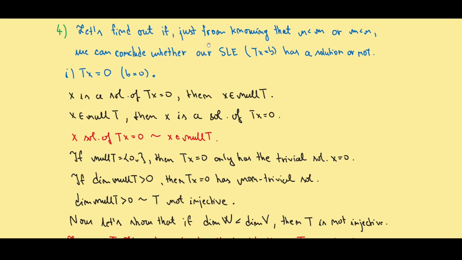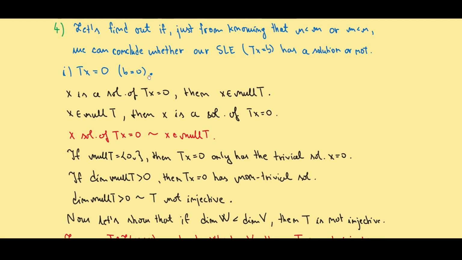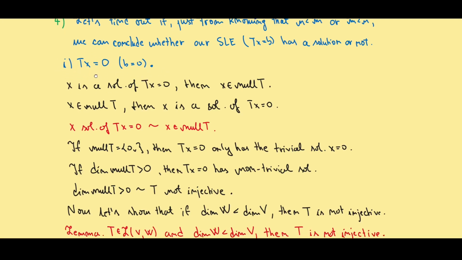So let's find out if just knowing that n is less than m, so the number of unknowns is less than the number of equations, or m less than n, so we have more equations than unknowns, we can conclude whether our system of linear equations has a solution or not. So we will first be discussing the case where b is equal to 0. So this is a homogeneous system of linear equations.